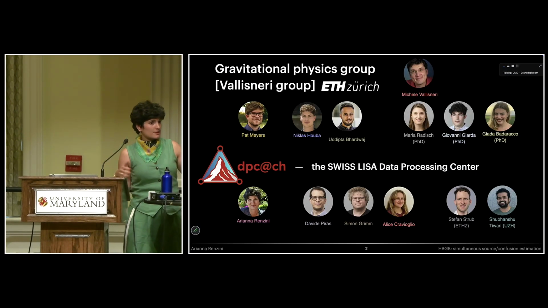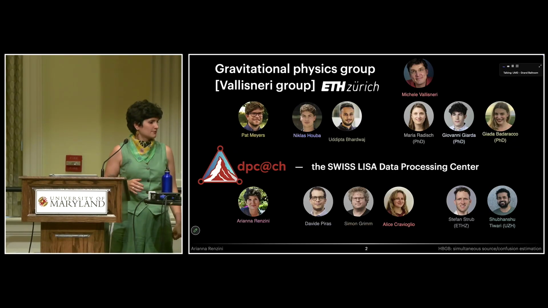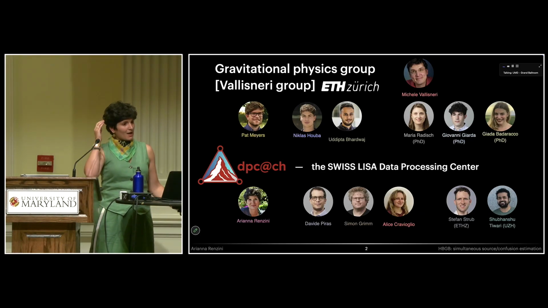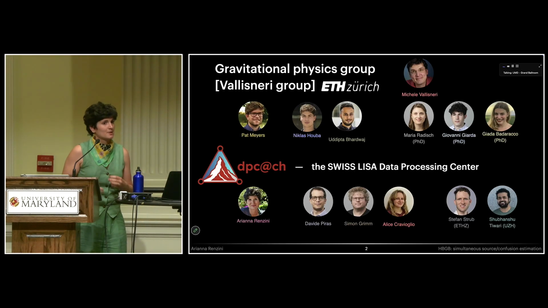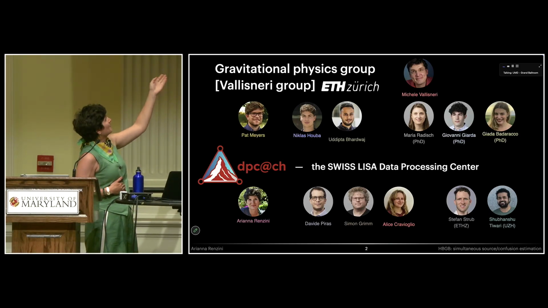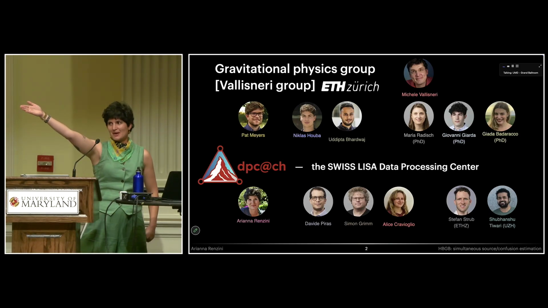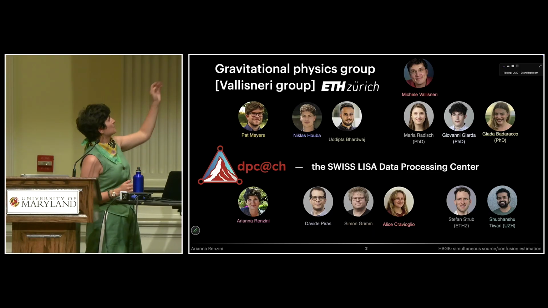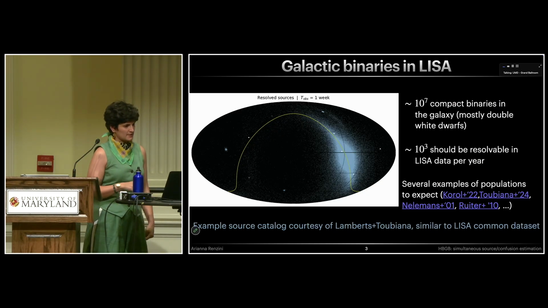So this is work done as a part of the brand new gravitational physics group at ETH, also known as the Vallisneri group. I don't see him in the room, but he would be happy that his name is up here. But more specifically, this is work done as a part of DP-CACH, which is the Swiss LISA Data Processing Center, which I manage. You can see we have a lot of lovely people that are part of DP-CACH, some of them also in the room. But really, everyone that is a part of the Vallisneri group is also contributing to DP-CACH, and most notably Pat Myers, who's my co-author on this.